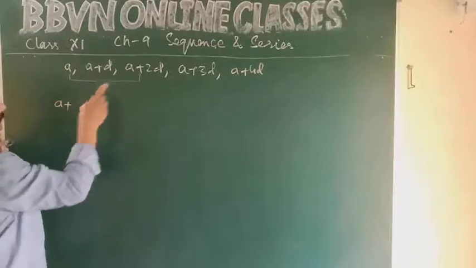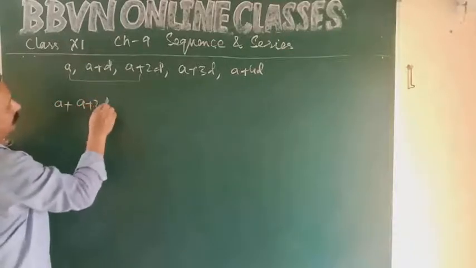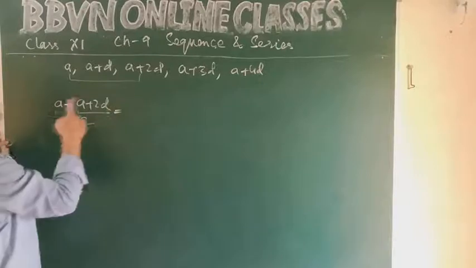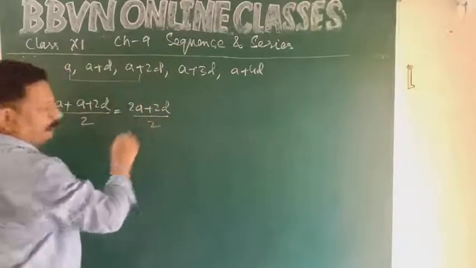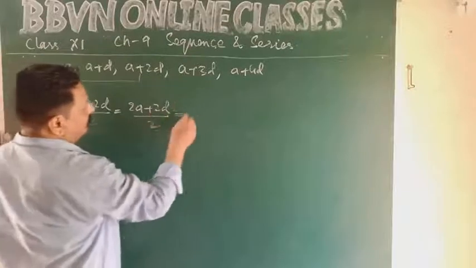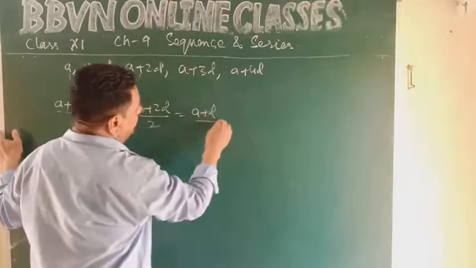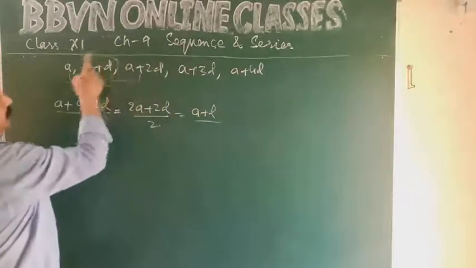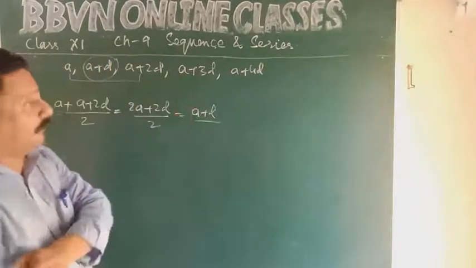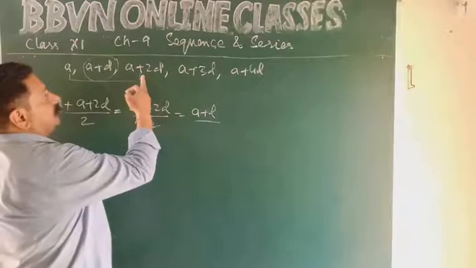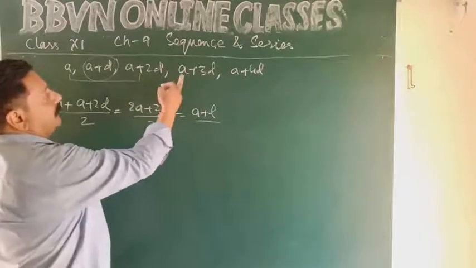So first term is a, third term is a plus 2d, upon 2. So a plus a is 2a plus 2d upon 2. 2 taken common, what do I get? a plus d. So this is the mean of these two terms. So if this pattern is to be followed, then the third term will be the mean of the second and fourth term.